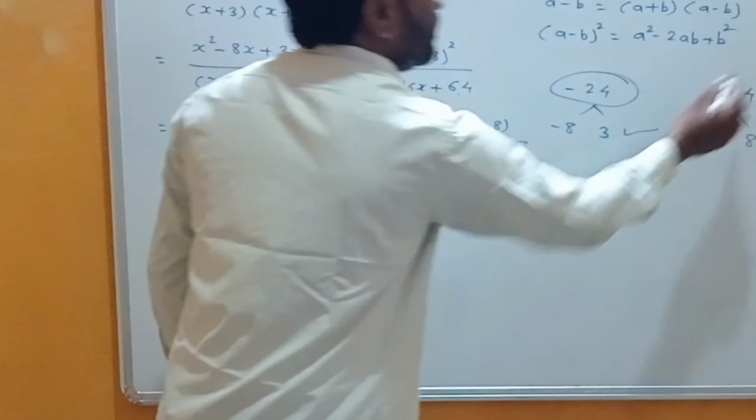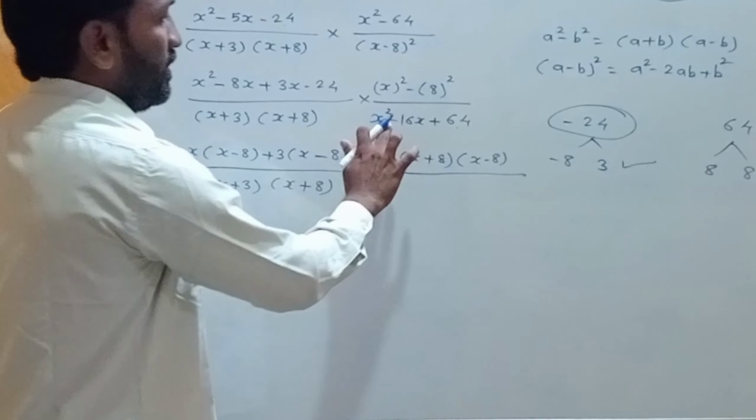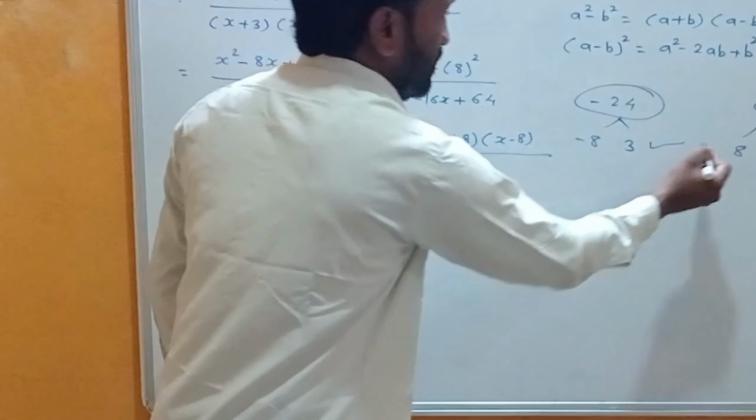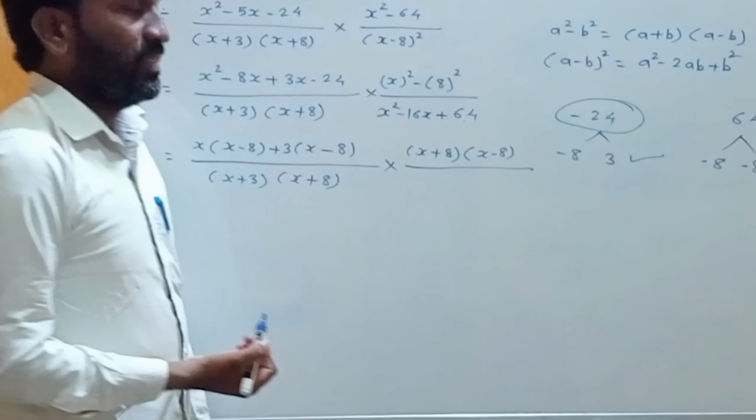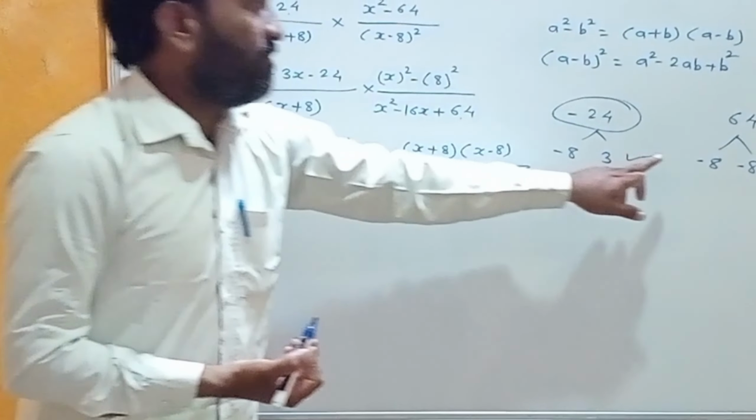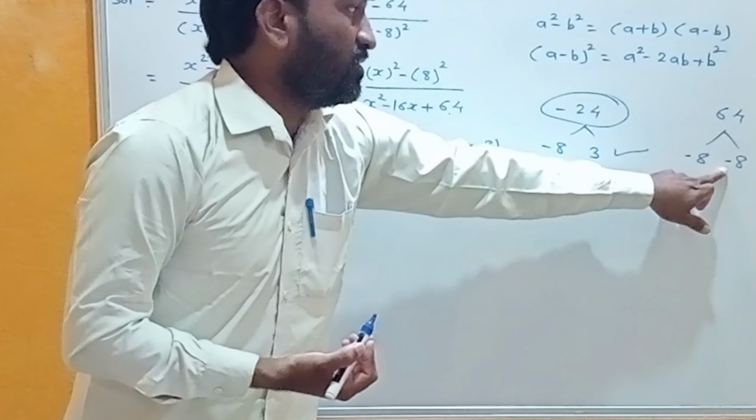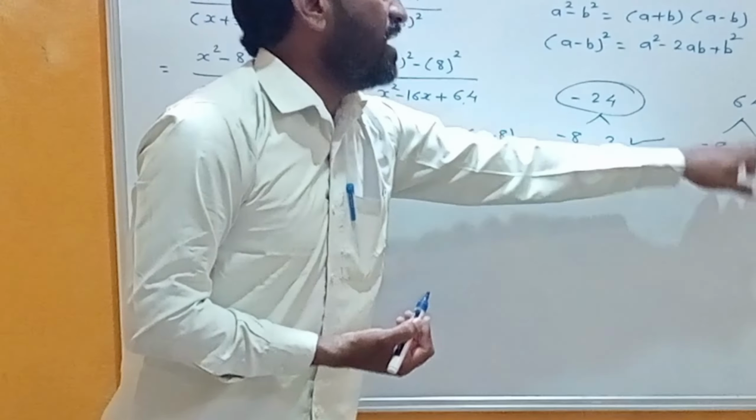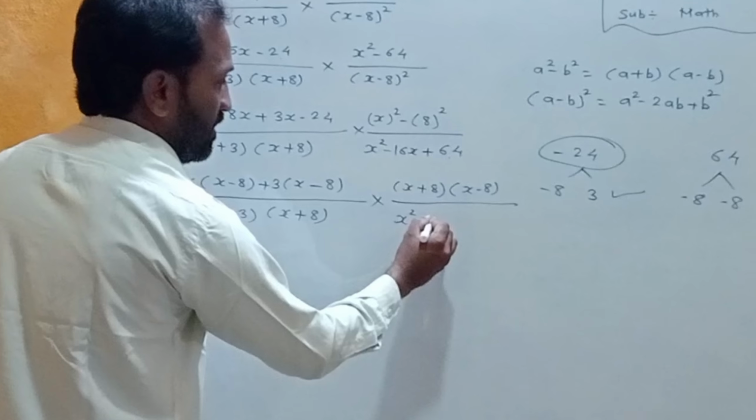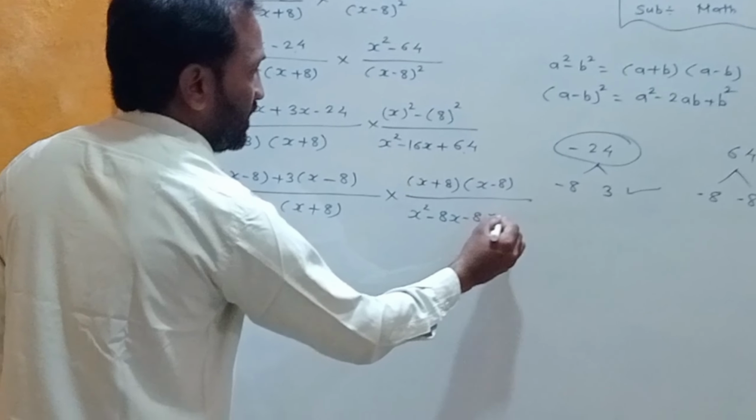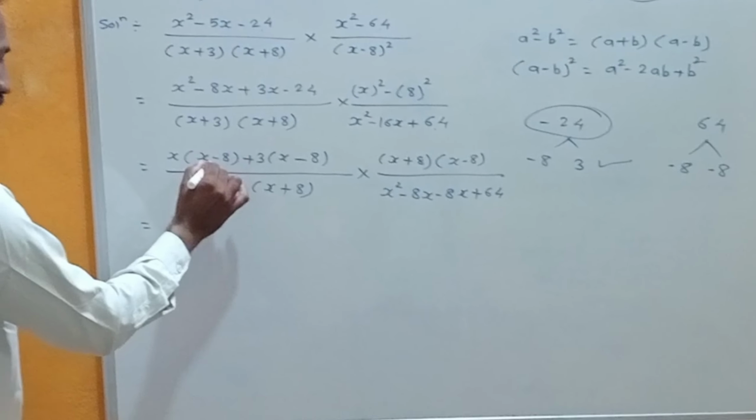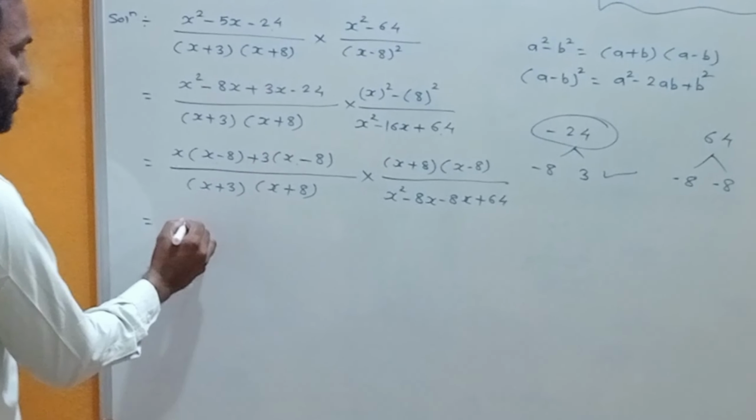8 × 8 is 64, but −16x is the addition. So −8 and −8. Minus 16: −8 into −8. Minus into minus is plus. 8 × 8 is 64. So the factor is x² − 8x + 64. These are the two brackets, each common.